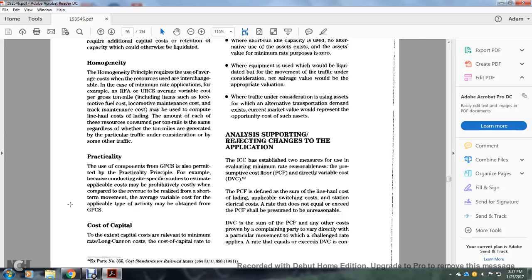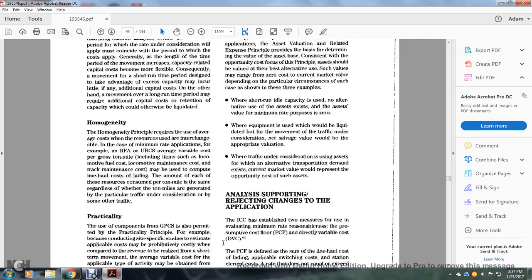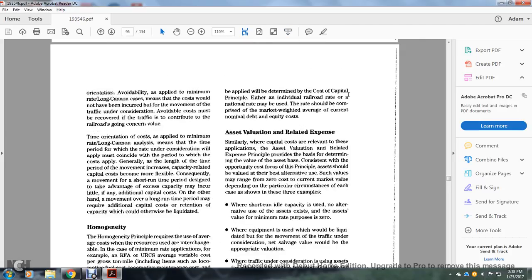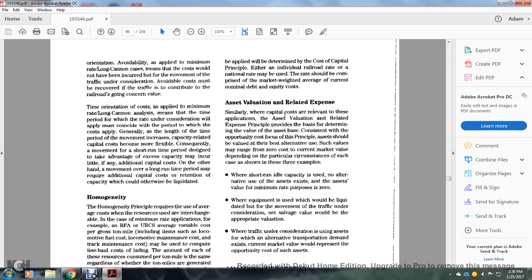The cost of capital. The extent of the capital cost relevant to the maximum relative to the minimum rate in the Long Canon cost, and the cost of capital rate to be applied, is determined by the cost of capital principle. Either the individual rate or the national rate may be used. The rate should be computed with the market weighted average of the current nominal debt and equity cost.